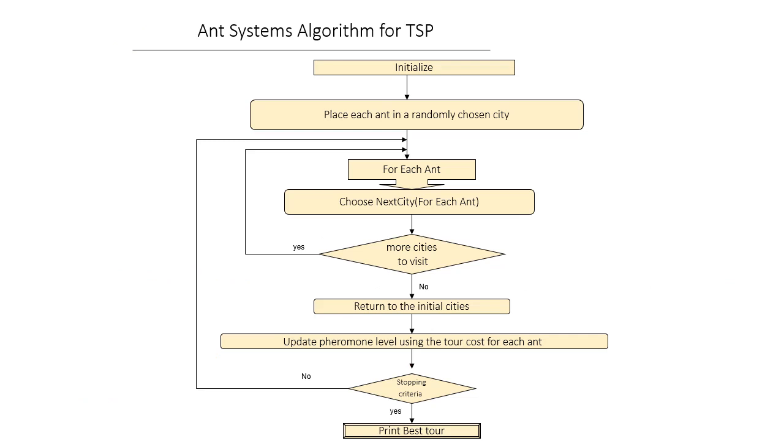So we initialize, we place ants randomly in chosen cities, and for each ant, it will choose the next city. And if you have more cities to visit, the process will be repeated. However, if you have finished visiting all the cities, return to the initial city, update the pheromone level based on the tour cost, and if you have reached the stopping criteria, you can stop and print the best tour.